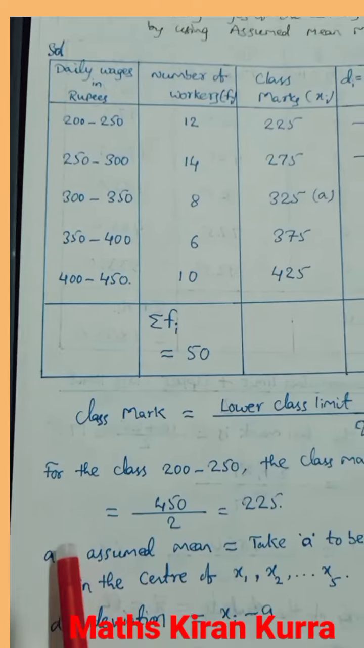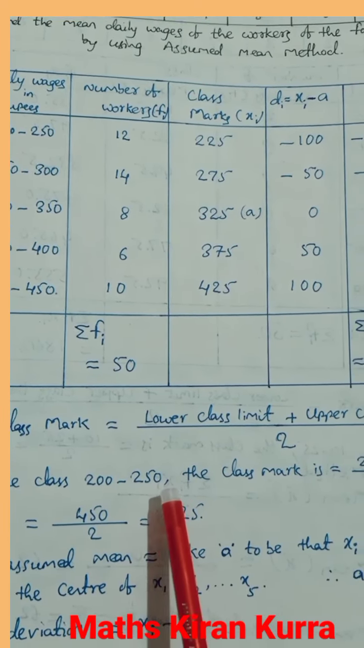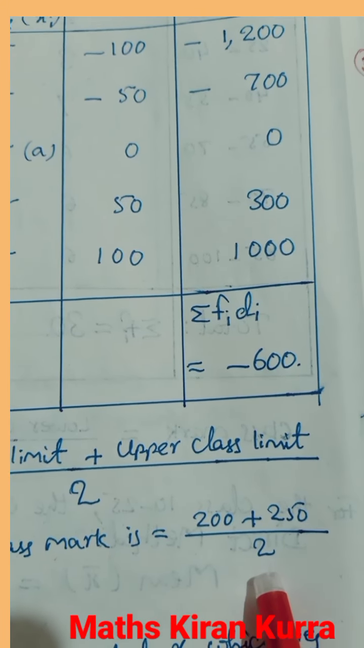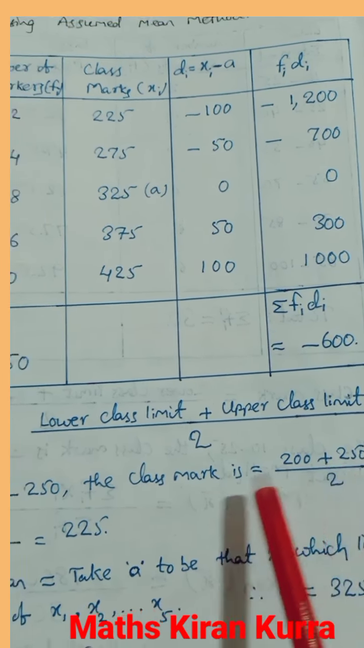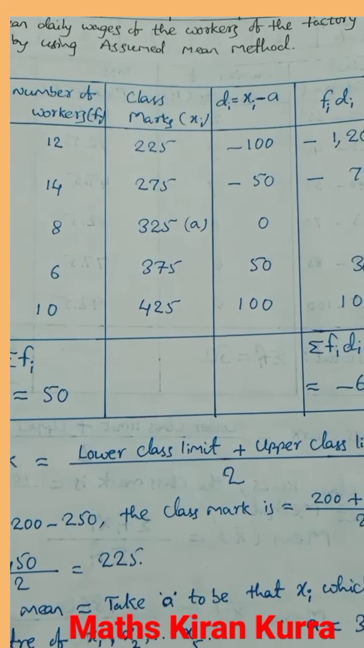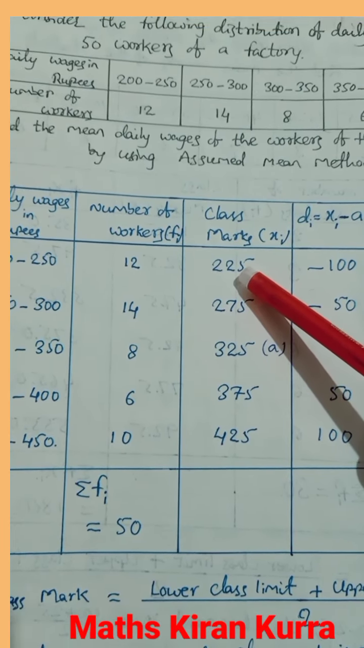For the class mark, here we have 200 to 250. It is equal to (200 plus 250) by 2. So 200 plus 250 gives 450, divided by 2 is equal to 225. Now in the first row we write 225. It is the class mark.